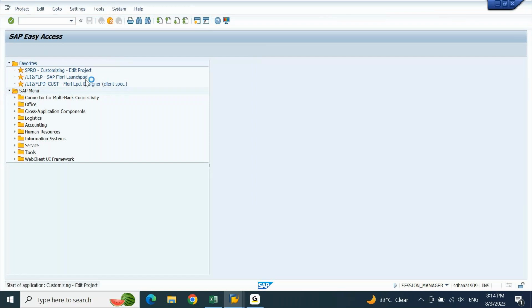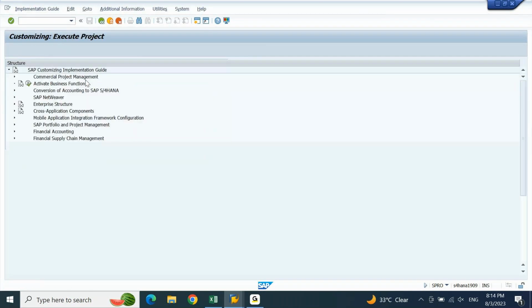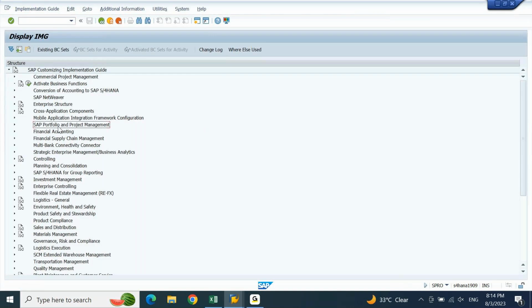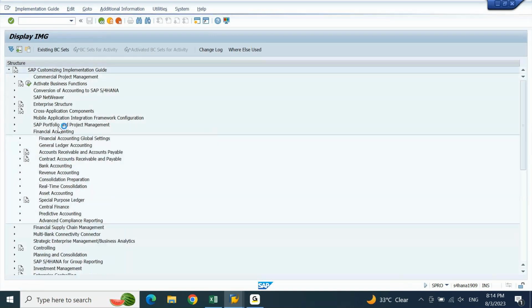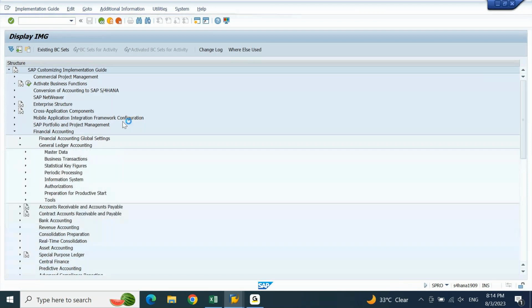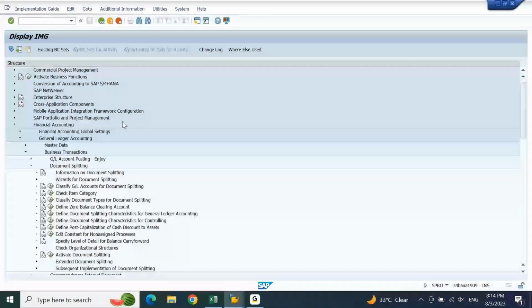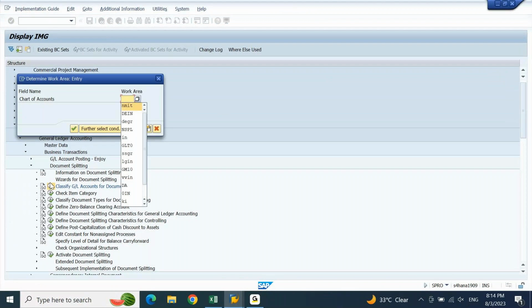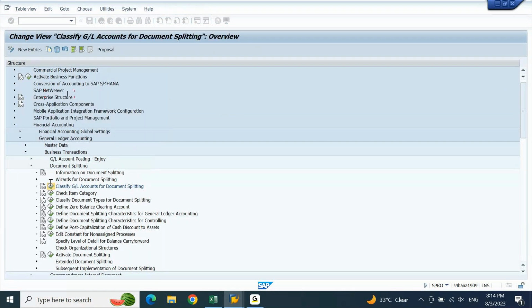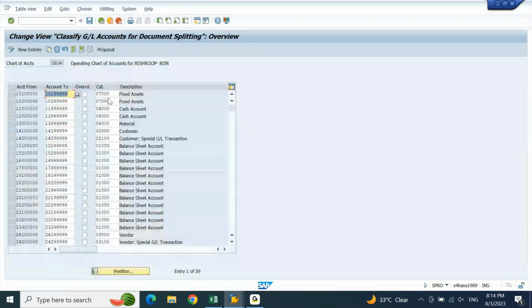I'll go to a path. Ignore where I am going; anyway, we will do it in detail. Now there is something called classify GL accounts for document splitting. If I go inside and pass any chart of accounts, here is your item category.